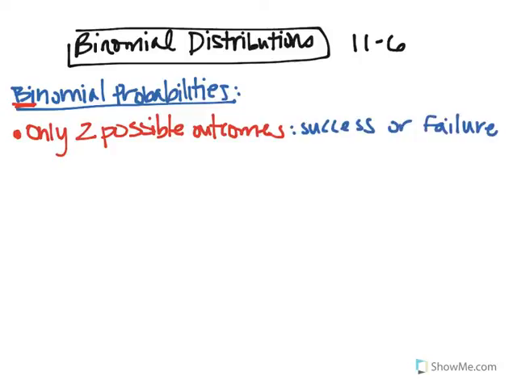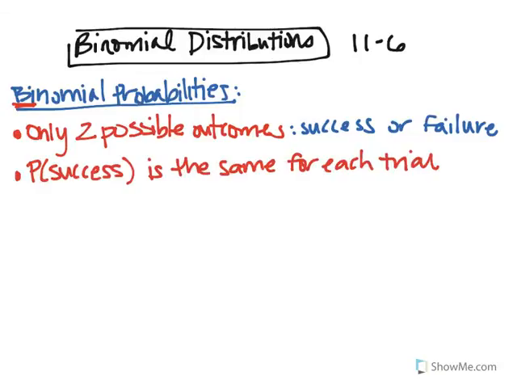So for example, if you wanted to draw a red card, you would either draw a red card or you wouldn't. So it'd either succeed or fail. So there's two possible outcomes. So the probability of getting a success is the same for each trial. So it doesn't change. So it stays the same.